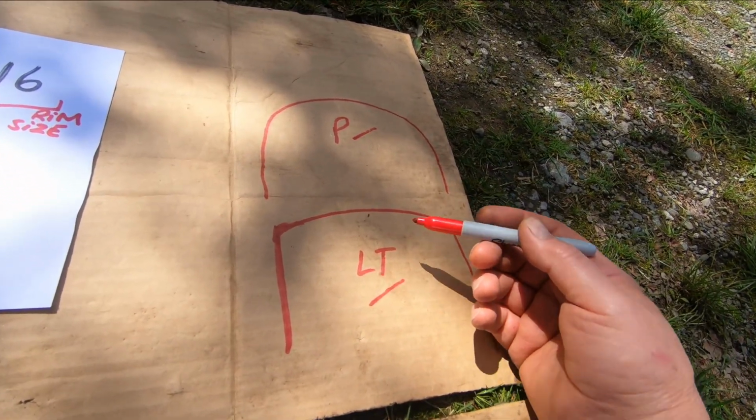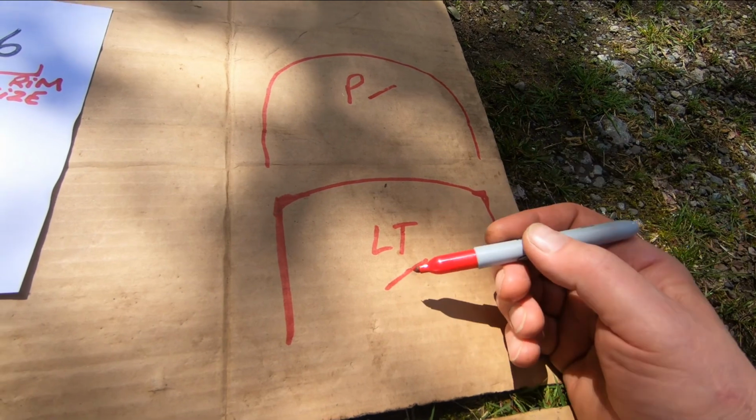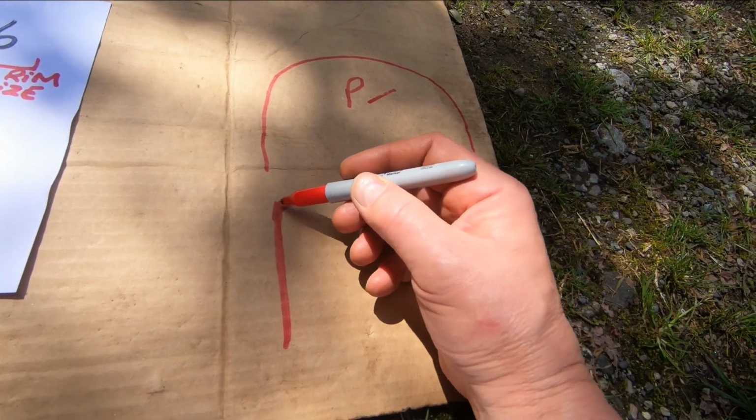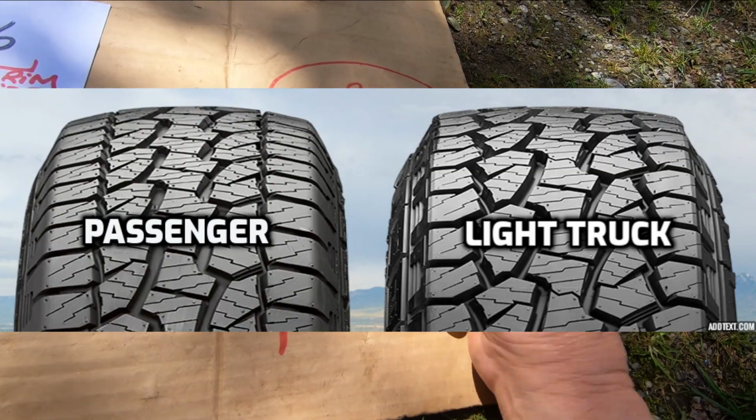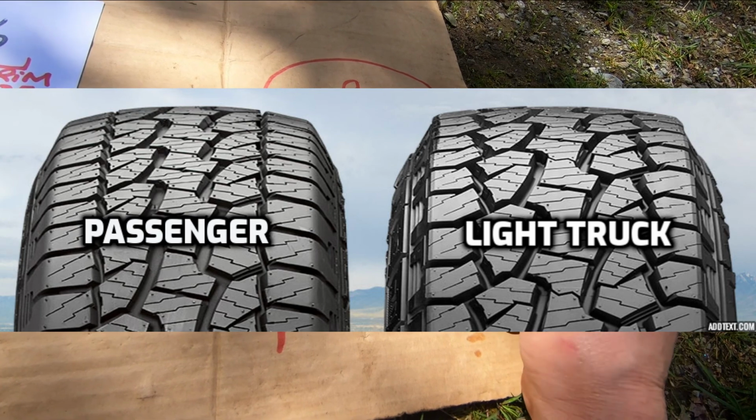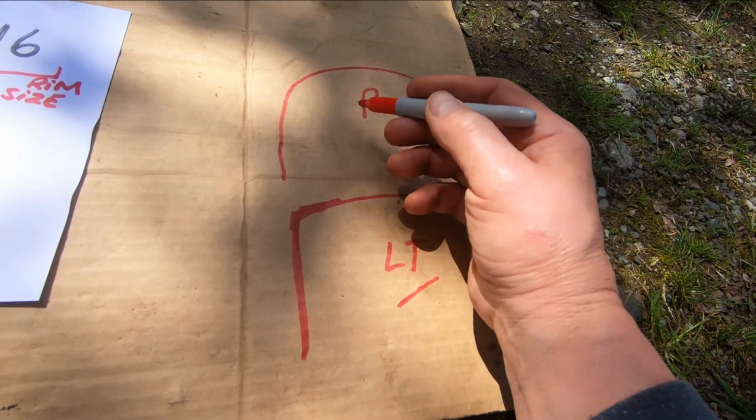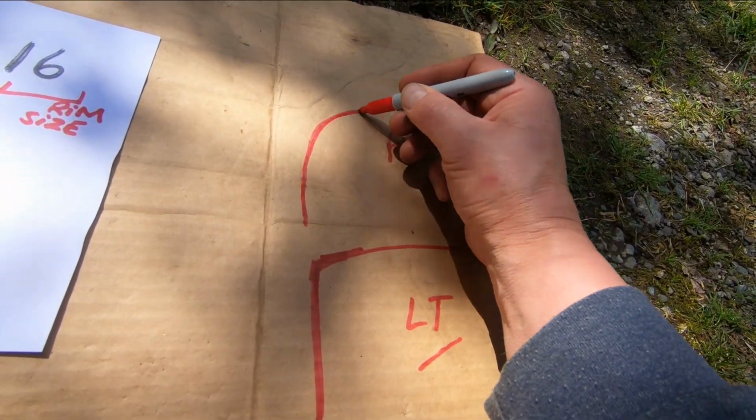And the other thing you'll notice too with an LT, a light truck tire, they'll have a squarer profile to the corner of the tire here, to the tread. Sidewall to the tread will be a little more square, where a passenger tire will pretty much come up rounded like that, okay?